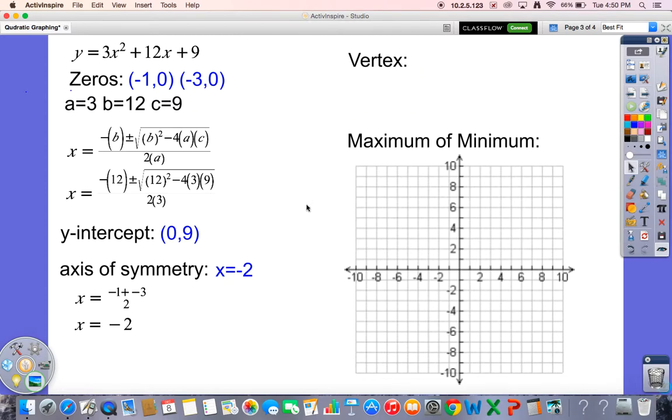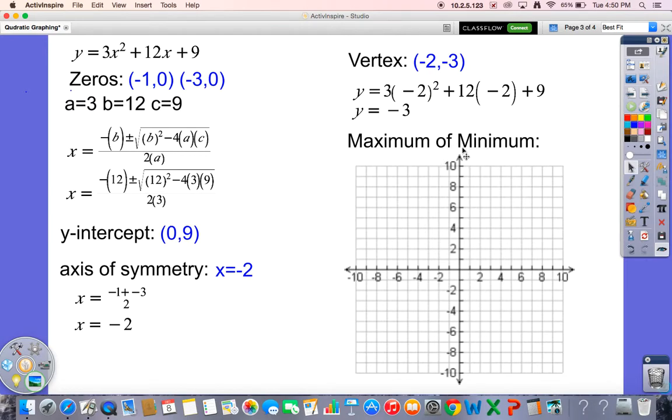My vertex. We'll use this value of negative 2 for the x value. To get the y value, I need to plug in negative 2 for x in this equation over here. So this is what I have. Y equals 3 times negative 2 squared plus 12 times negative 2 plus 9. Entering this into my calculator so that can give me an answer, I get a value of negative 3 for y. So my vertex again is an x value of negative 2, a y value of negative 3. So I now have a vertex of negative 2, comma negative 3.